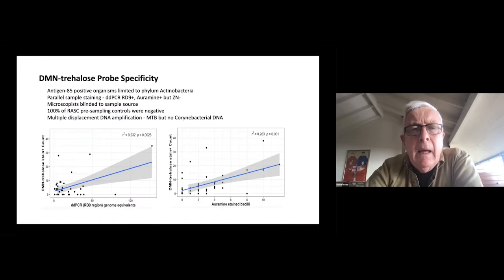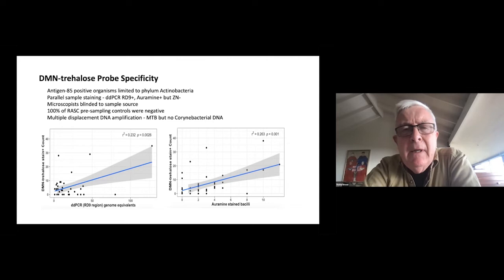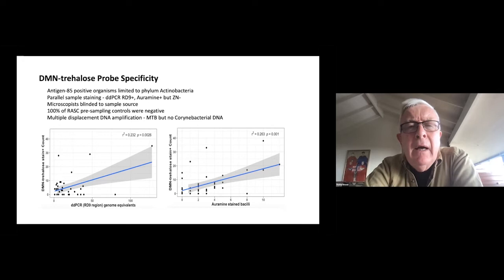The problem with any test that has very high specificity, where we can identify down to a single organism, is that you need to address specificity. As I've mentioned, antigen 85 limits to the phylum Actinobacteria. We have taken second specimens at each sampling of our patients and stained and processed them for digital droplet RD9 PCR. The significance of that is that it distinguishes Mycobacterium tuberculosis from other mycobacteria. We can also stain these parallel samples with auramine. The two panels beneath show the relationship between ddPCR and auramine, and our bacterial counts are significant. But an interesting observation, Ziehl-Neelsen stains were negative for this grouping.